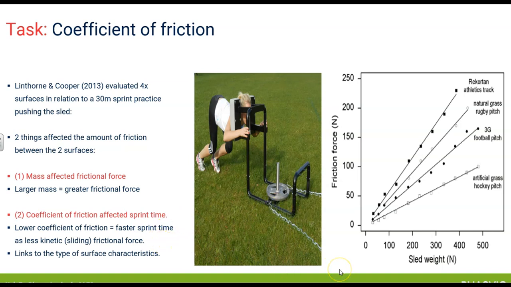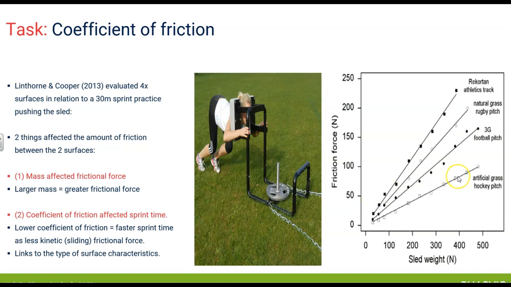The second thing is, it's not just how much weight the object has, it's what type of surfaces are sliding past each other. So the sled is obviously a constant type or characteristic, but we can see that these 4 surfaces are very, very different. Notably, there was less friction in all cases between the Astro hockey pitch and the sled.